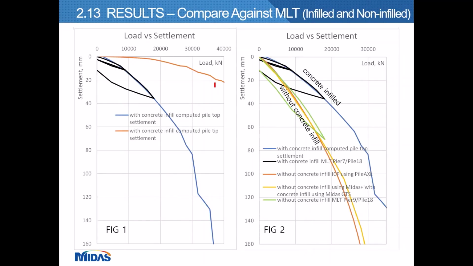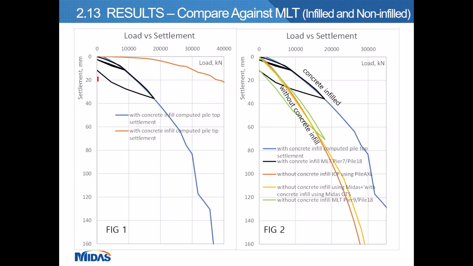Now we compare the load settlement curve to the maintained load test. The blue lines in figure 1 are the simulated load settlement curve as presented in the previous slide. The black lines here are the load settlement curve obtained from the maintained load test, and they are perfectly matched.